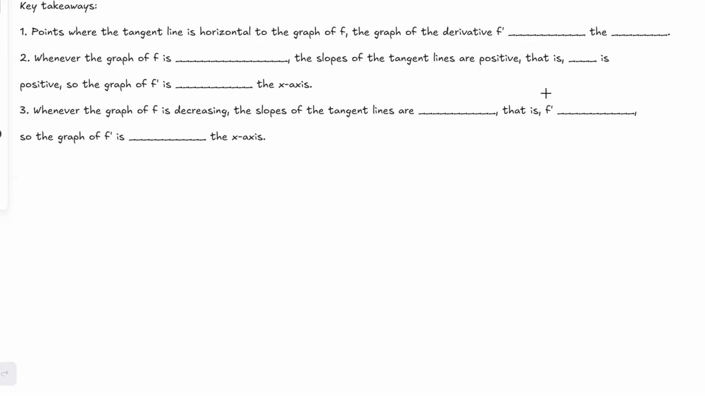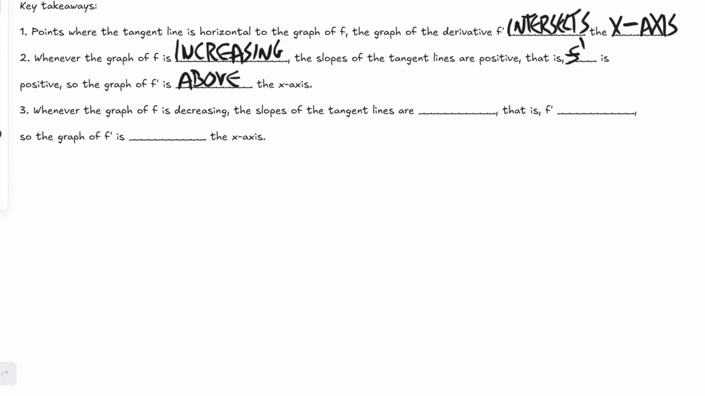A couple key takeaways that we want to know are that at points where the tangent line is horizontal to the graph of f, the graph of the derivative f prime intersects the x-axis. The second thing is whenever the graph of f is increasing, the slopes of the tangent lines are positive. That is, f prime is positive, so the graph of f prime is above the x-axis.